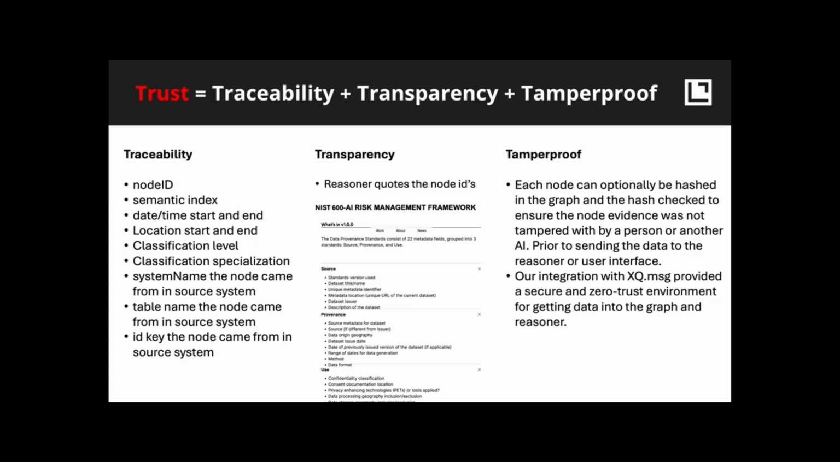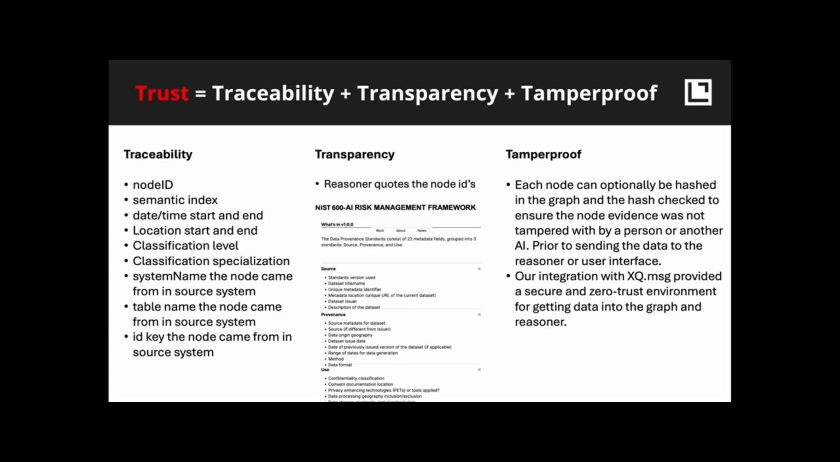And we also have an option to make our graph tamper-proof. And what we mean by that is we can take each node in the graph and create a hash for each node, store that in the graph and sign it, and make sure that when we open that node later, it is cryptographically signed and no one has modified anything on the node. It will slow the system down, but it's definitely a much, much higher level of standard that we can provide.